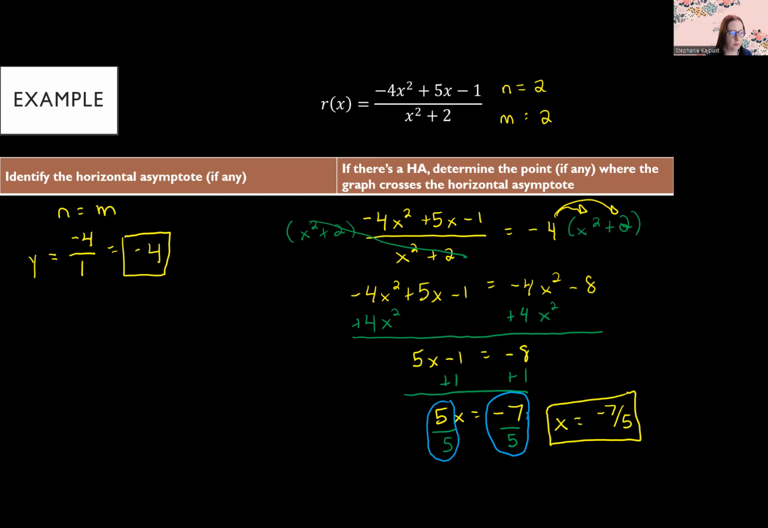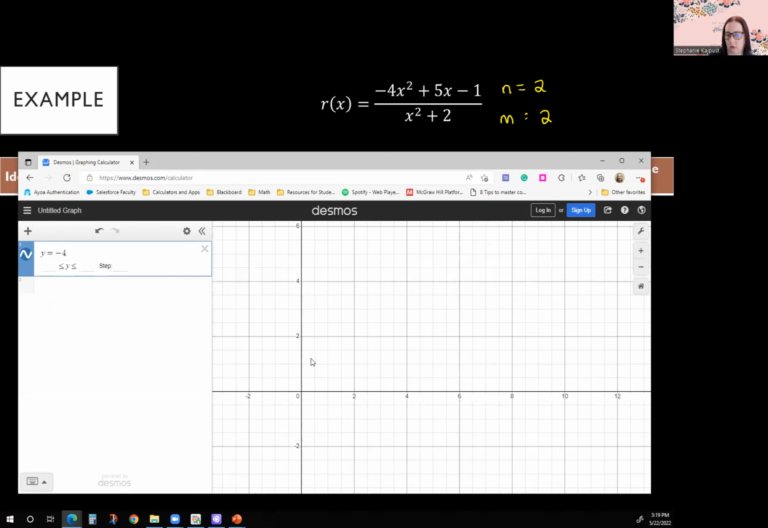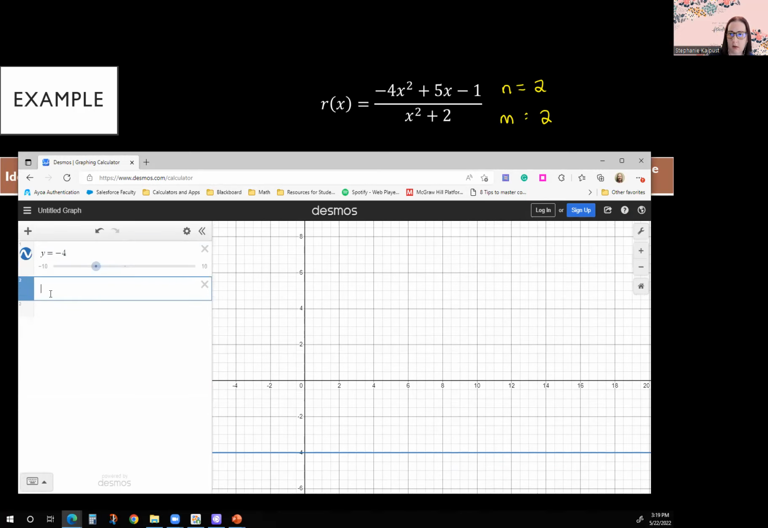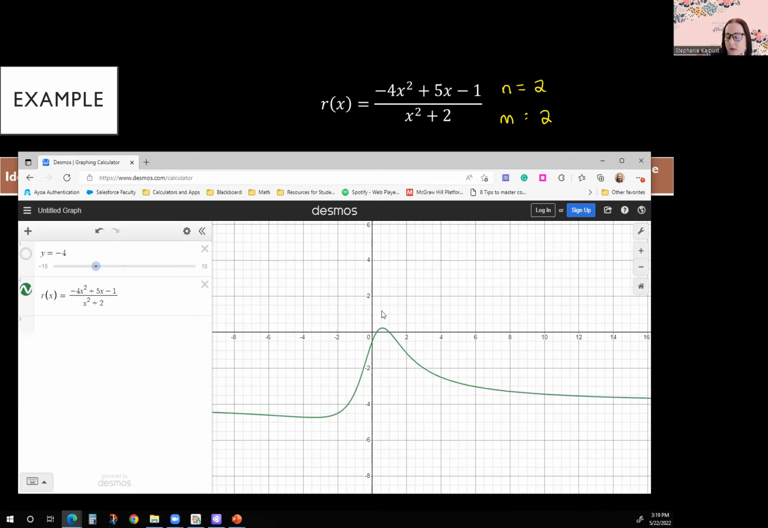Okay, so I'm going to bring up this graph. Our horizontal asymptote is now at negative 4. I'm going to zoom out. So that's our asymptote, and now I'm going to graph this function. Okay, so this is what this one looks like. I'm going to turn off the asymptote right now, so our function r of x looks like this.